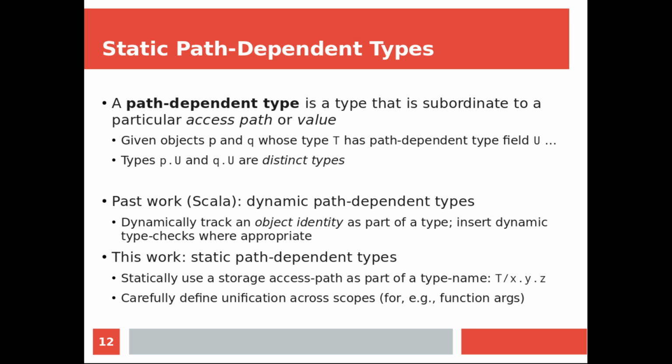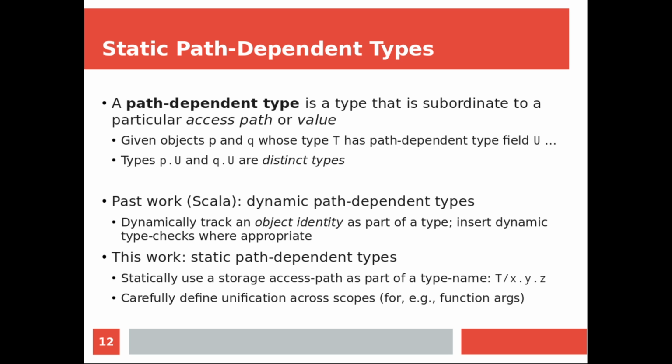A path-dependent type is a type that is subordinate to a particular access path or value in the program. Specifically, if we have objects P and Q of type T, and T has a type field U that is a path-dependent type, then P.U and Q.U are different types. A well-known example of path-dependent types exists in Scala. This language implements dynamic path-dependent types. This involves runtime overhead and dynamic checks. In this work, instead, we propose static path-dependent types. A static path-dependent type is annotated with a static access path. For example, the type T with field access path x.y.z.